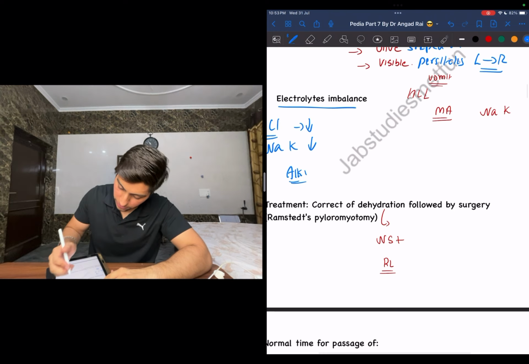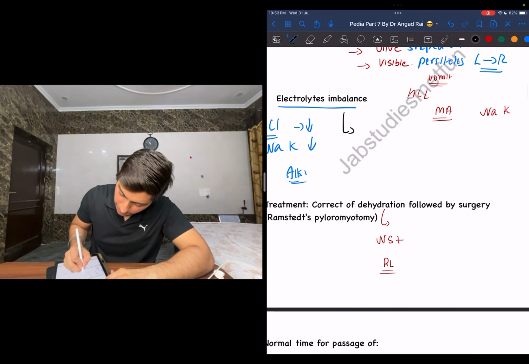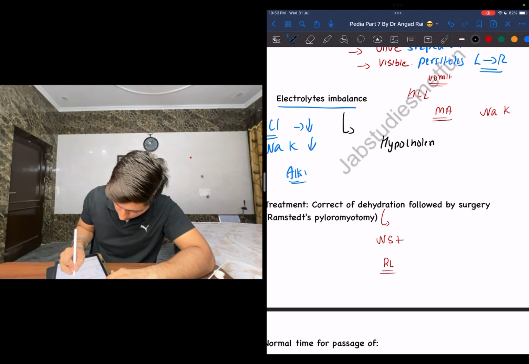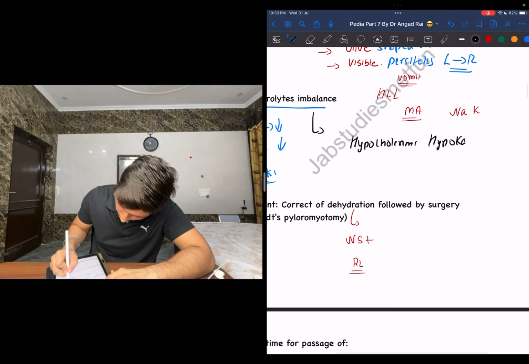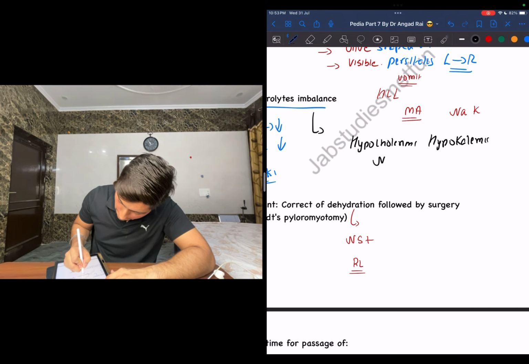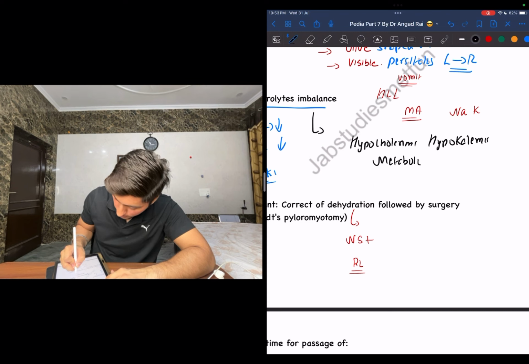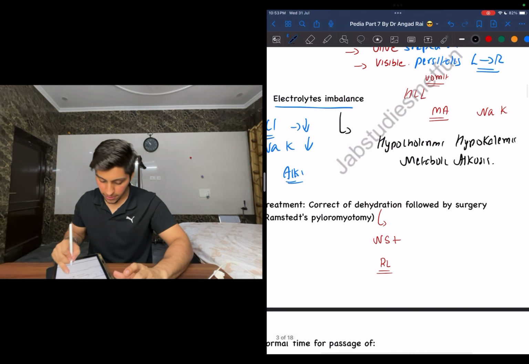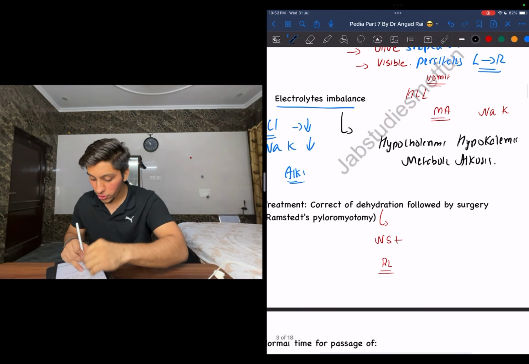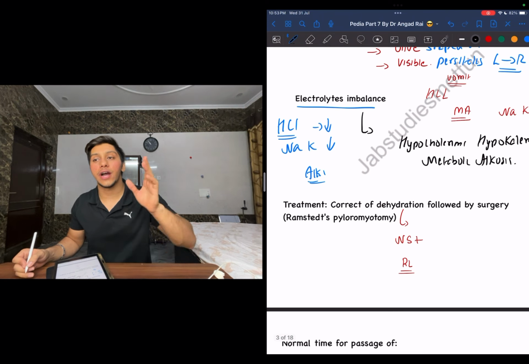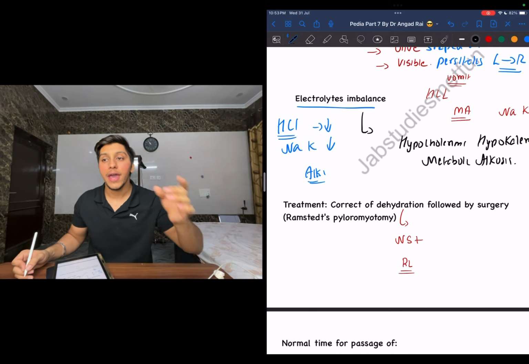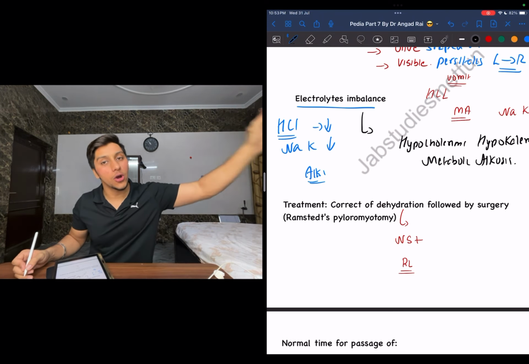So let's write this down. What are the electrolyte imbalances? People will suffer from hypochloremic, hypokalemic, metabolic alkalosis. So far we discussed this only. HCl is getting less, so hypochloremic. Sodium and potassium are getting less, so hypokalemic and hyponatremic also. And metabolic alkalosis because acid is going out.